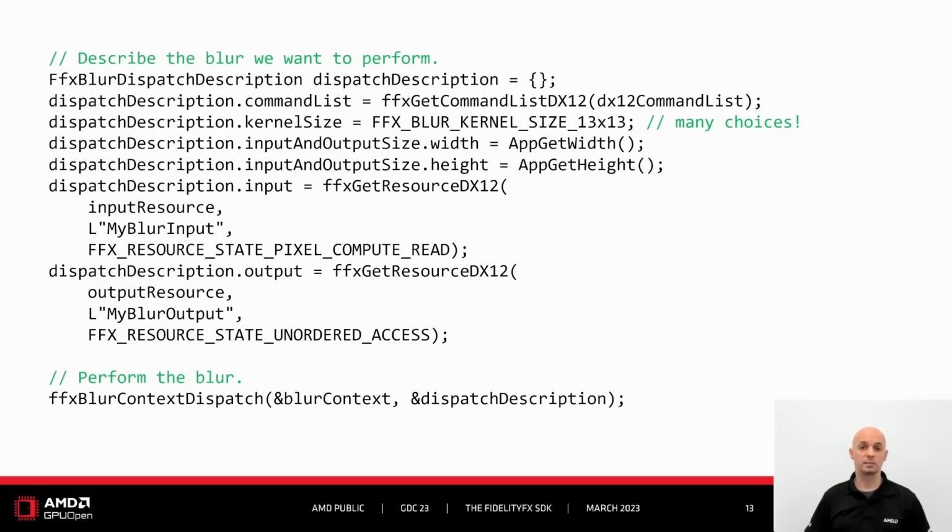Using the effect context at runtime is just as simple. We first set up a dispatch context description to tell the library the desired configuration of the effect to use. In this case, we're requesting a 13 by 13 blur kernel-based operation at application resolution. We also provide a backing command list from the application for command recording in the library. We then import our input and destination resources from the external application to bind to the GPU workload. Then it's just a matter of dispatching the context with ffxBlurContextDispatch.